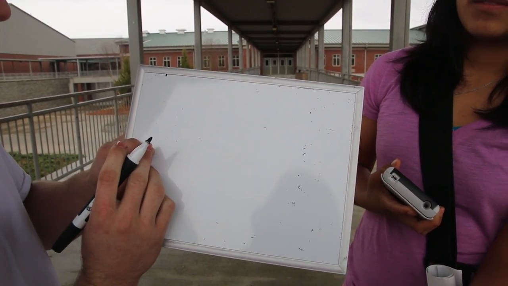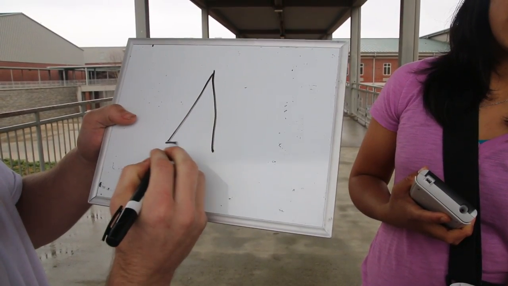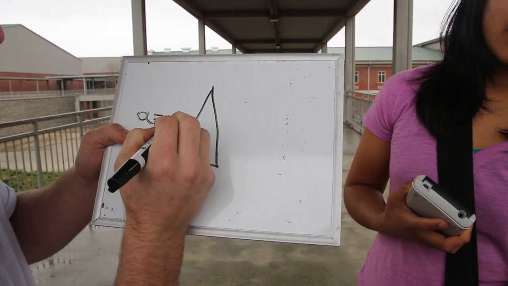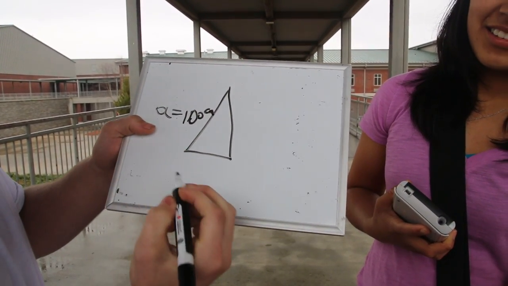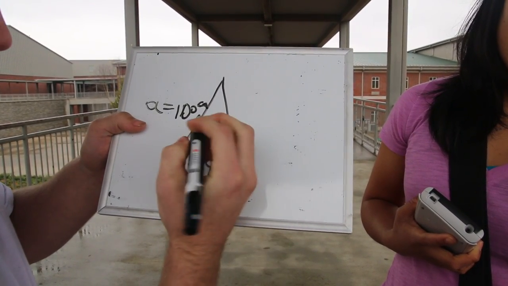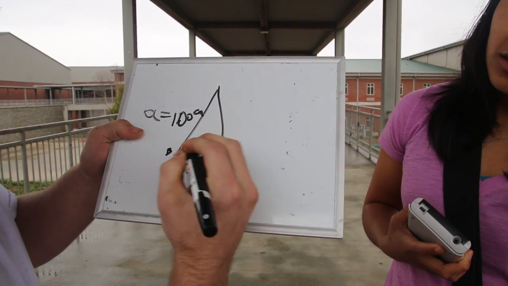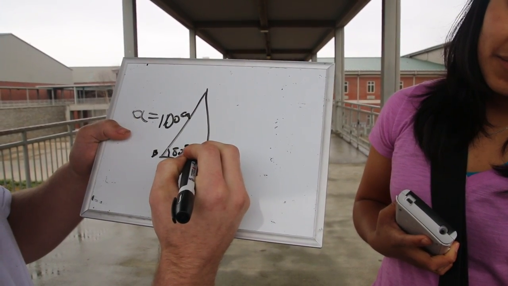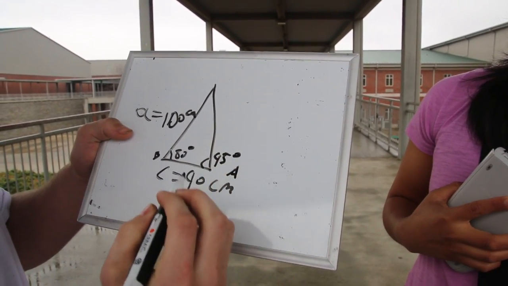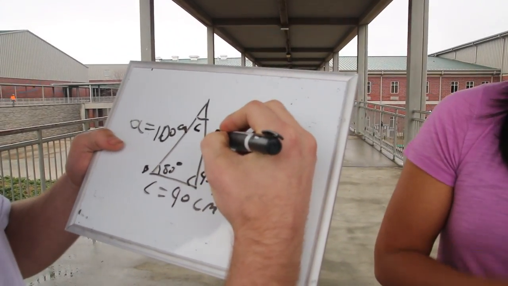So we have to use the law of sines. We were given the triangle, and we know from our given information that little a equals 100 centimeters, little c equals 90 centimeters, angle B equals 80 degrees, and angle A equals 95 degrees. We are looking for angle C and side B.